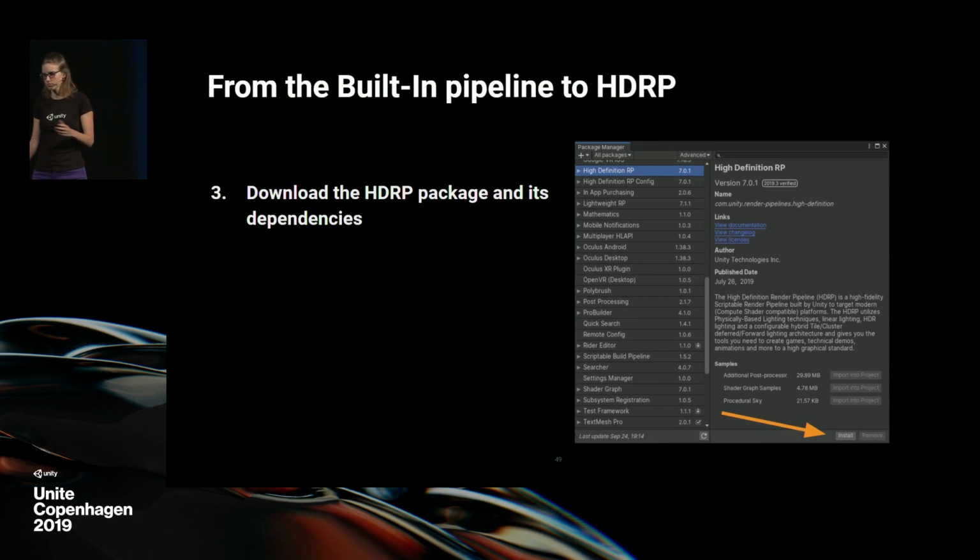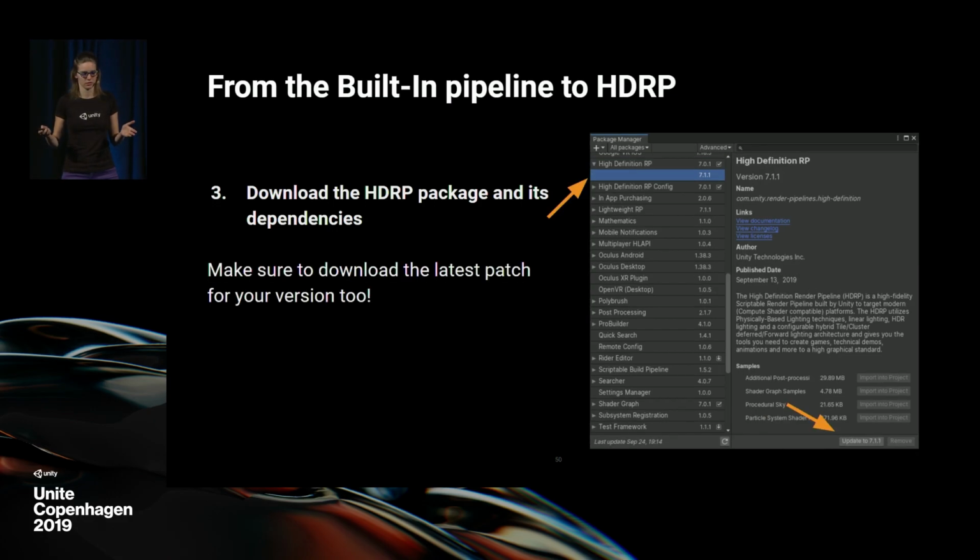Perfect. Now I'm all set up. I can download the HDRP package. So I go back into the package manager, select the HDRP, click install, wait. What it's going to do, it's actually going to install the first compatible version of HDRP with my Unity version. So in this case, I also have patches to download right after. So I'm going to update here to 7.1.1.